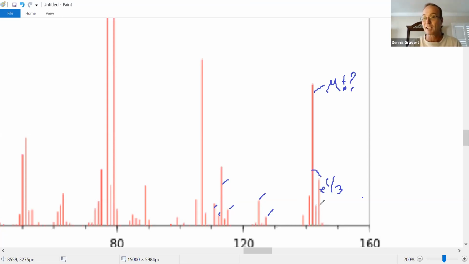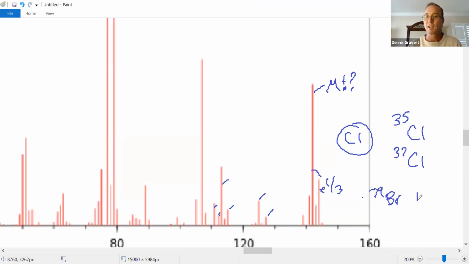That's okay. You only need to see it a couple times. This is indicating that there's a chlorine atom. Chlorine has 2 isotopes, 35 and 37. But unlike bromine, where the 2 isotopes are nearly equal, chlorine's are not.